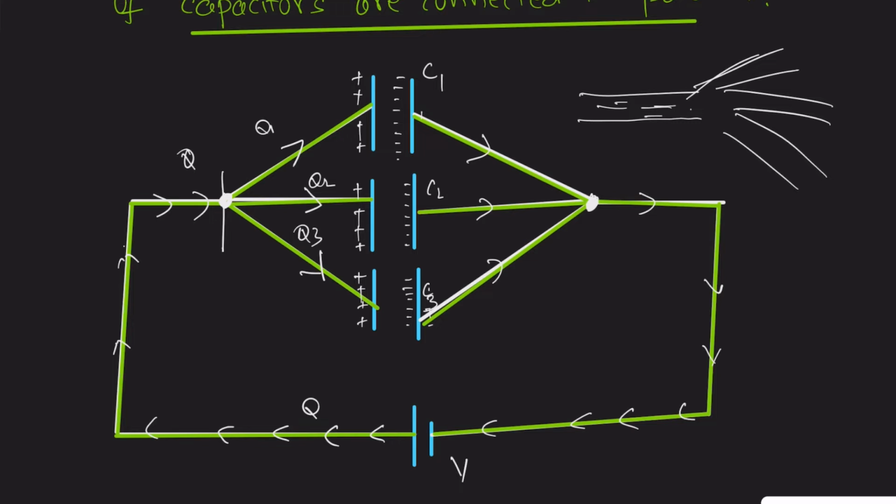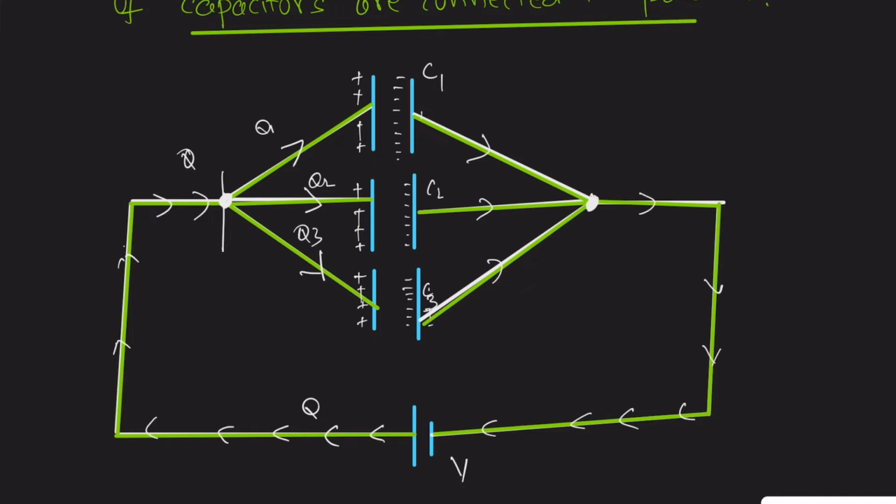So some part of the water moves along this direction, some part moves along this side. Like this, charge is also divided into 3 parts: Q1, Q2, Q3. Here Q1 charge is stored in C1, Q2 is the charge stored in C2, Q3 is the charge stored in C3.